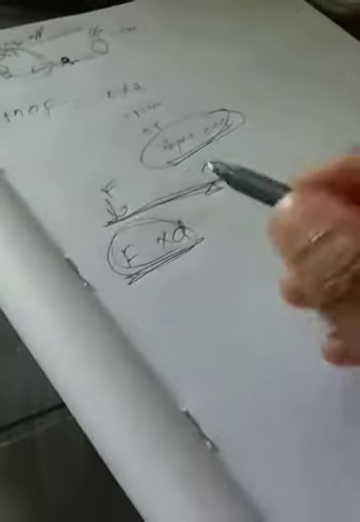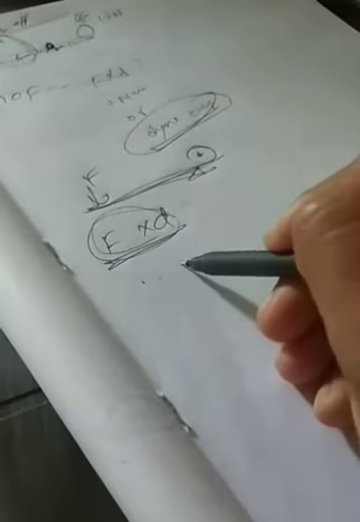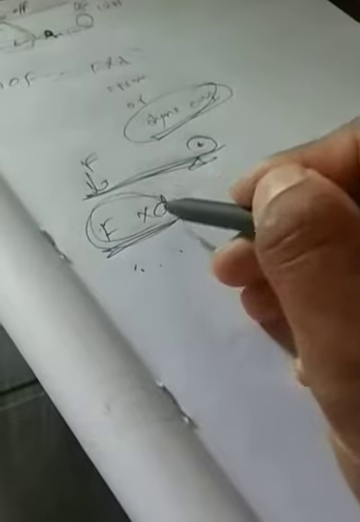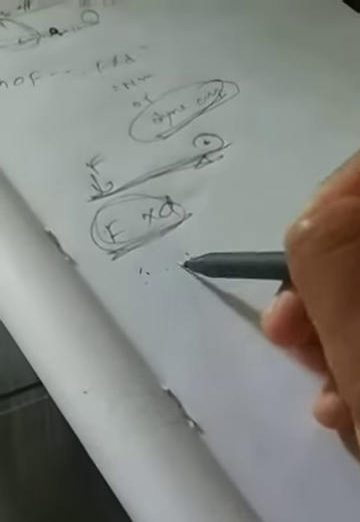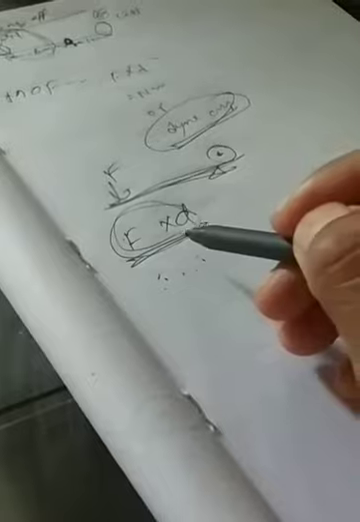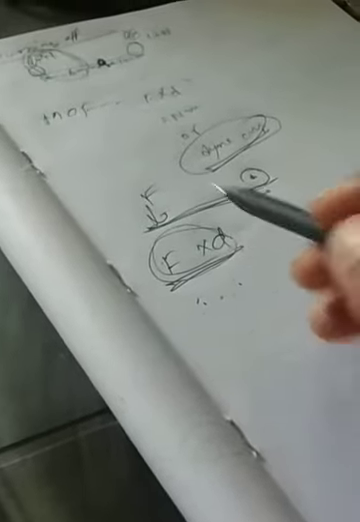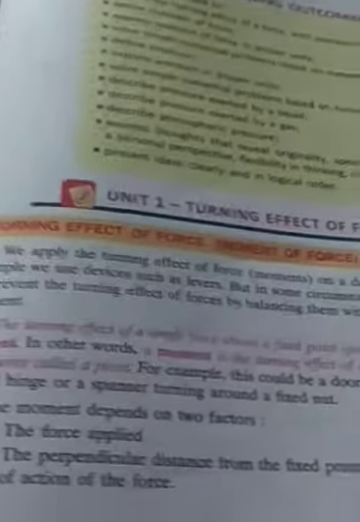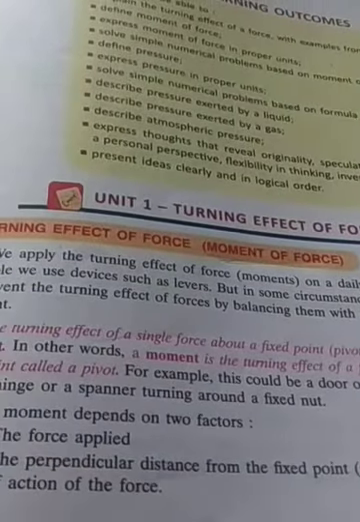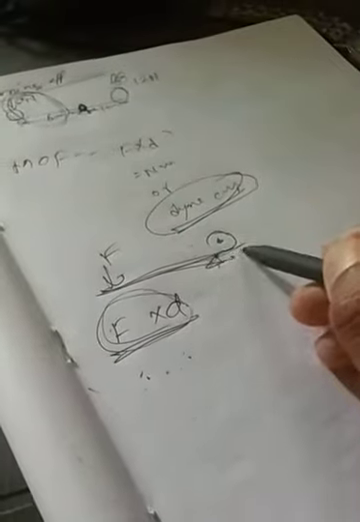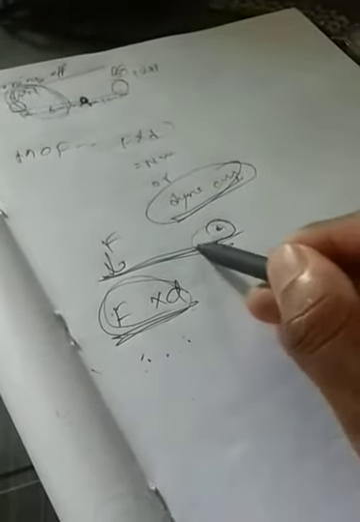Now how to say it in a definition? Try to write it in your copy. The turning effect of a force and its perpendicular distance is called the moment of force. Now the point through which it is rotated is called the pivoted point or fulcrum. I told you already, it is a stick. Through this point it can go up and down. So that is called the fulcrum.